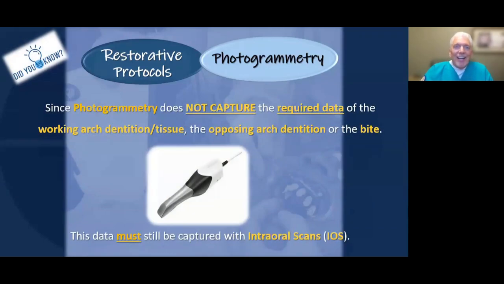Did you know? Since photogrammetry does not capture the required data of the working arch dentition and tissue, or the opposing dentition, or the bite, even if you're doing photogrammetry at this stage, verifying the position of the implants and multi-unit abutments to each other, you still have to come in with an intraoral scanner and get this other required data. So going from your provisional to the final, you're always going to have to do your IOS scanning.